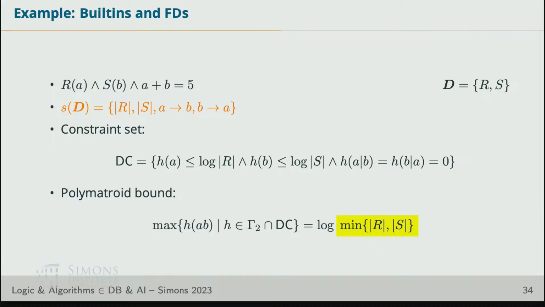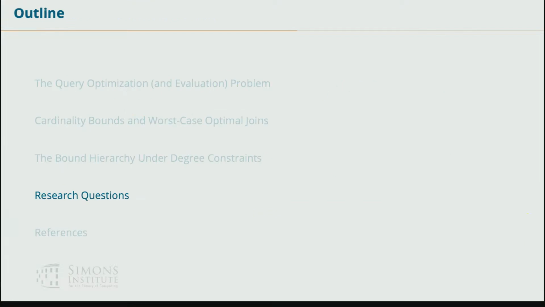Just say that you have a conjunction of R and S, and then there's an FD going from A to B and from B to A. Obviously, the size of the output is the minimum of the two quantities. But the entropy argument gives you that automatically, just as good as we would reason. Okay, so that sets up the bounds, and there are other examples.